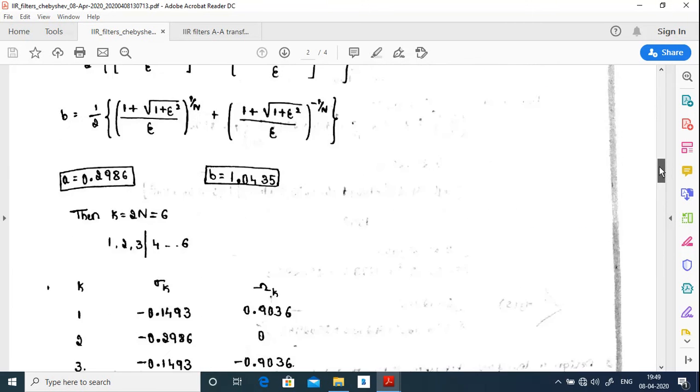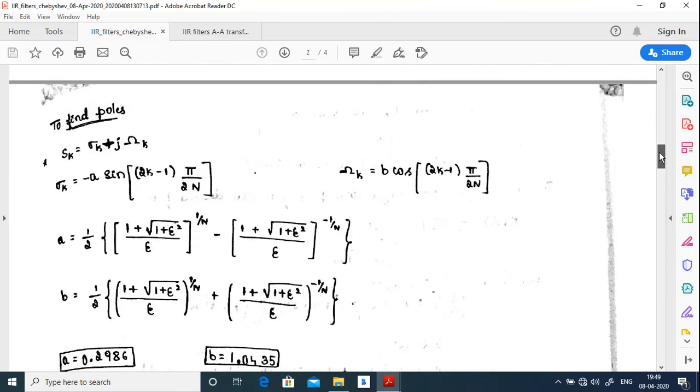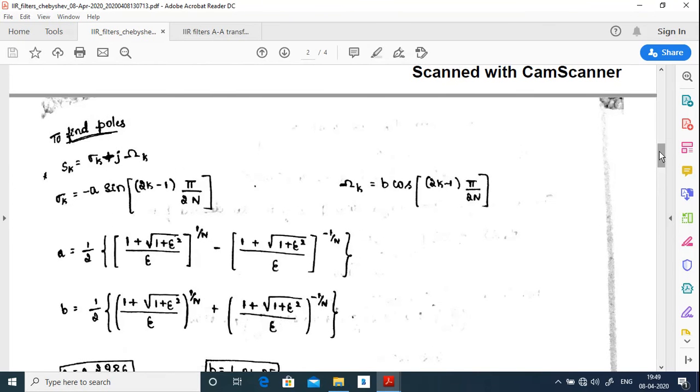Out of this, we need to consider only the first half, right? The reason is we are designing a stable filter. If you want to design a stable filter, we need to consider those poles which will appear in the left half, right? So we'll consider only the first 3 values of k, which are 1, 2, and 3.